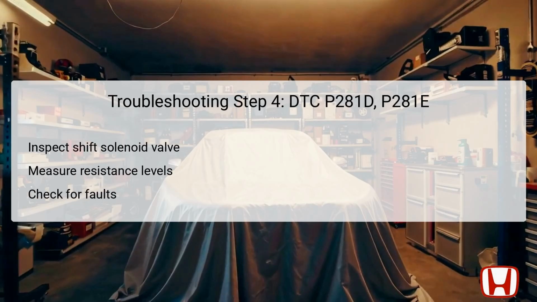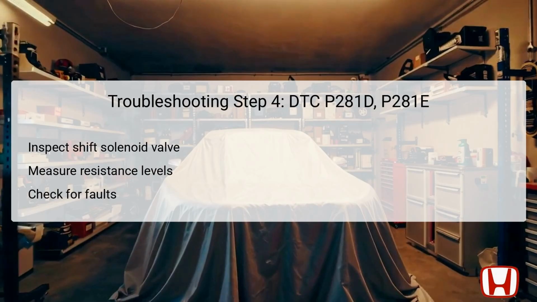In the fourth troubleshooting step, we shift our focus toward the shift solenoid valve output itself. First, conduct inspections to verify that it is still functional and not mechanically jammed. Next, measure the resistance levels within the solenoid. An acceptable range of between 10.6 to 13.5 ohms signifies correct function.